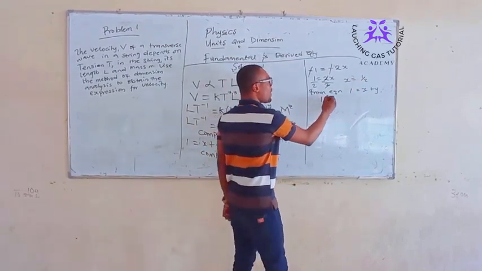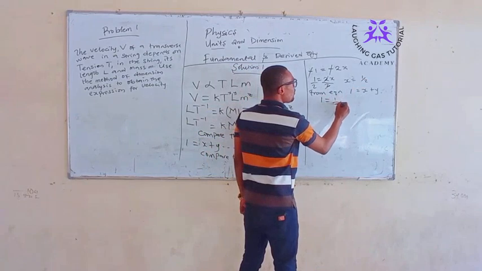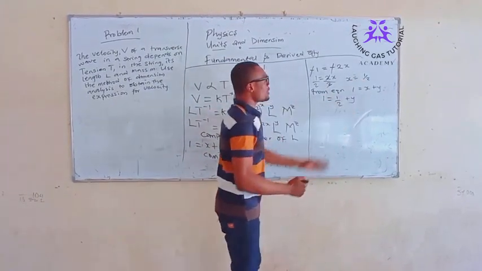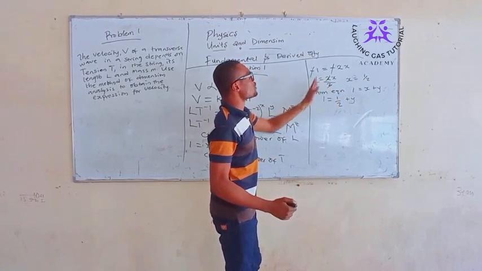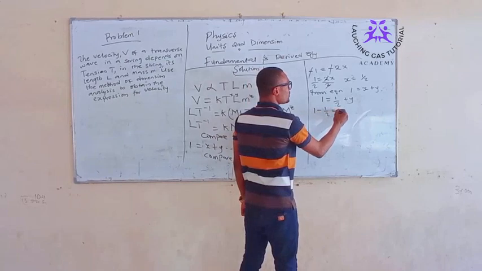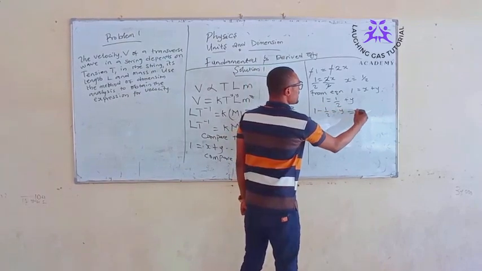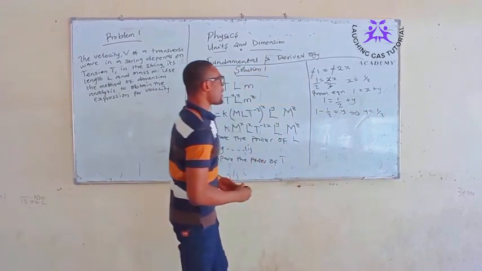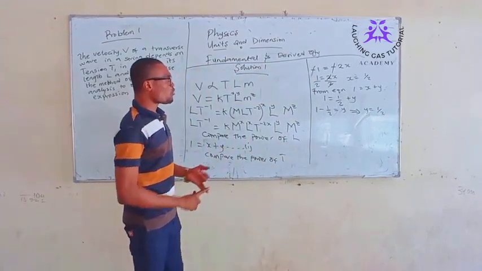So I'm now going to have 1 is equal to 1 over 2 plus y. So instead of putting x, I have 1 over 2. If I move 1 over 2 to the other side of the equation, we now have 1 minus 1 over 2 to be equal to y. So this means that y is equal to 1 over 2. Now we have gotten the value of x, we have gotten the value of y.